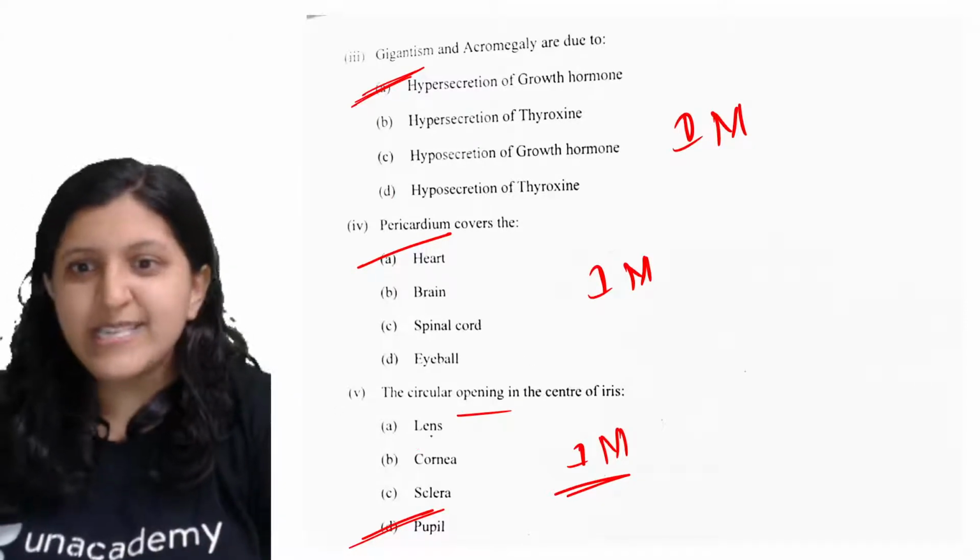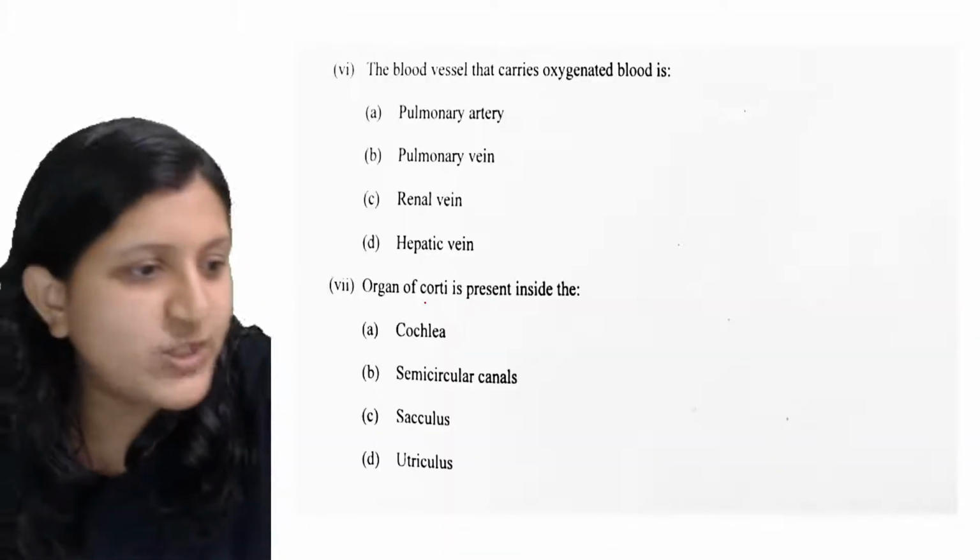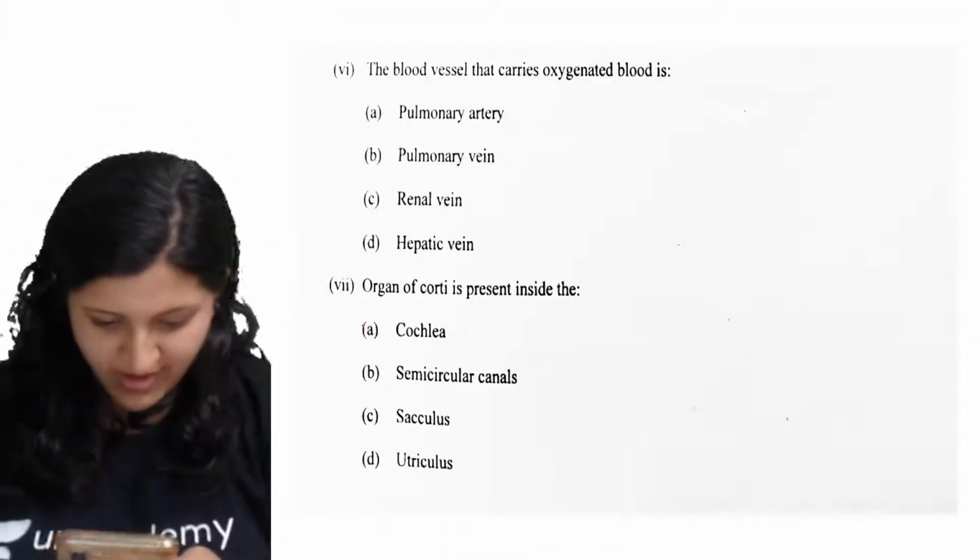Alright, so let's see this. Circular opening in the center of the iris we have seen. So this is the pupil. Moving on to the next one. What have you written?